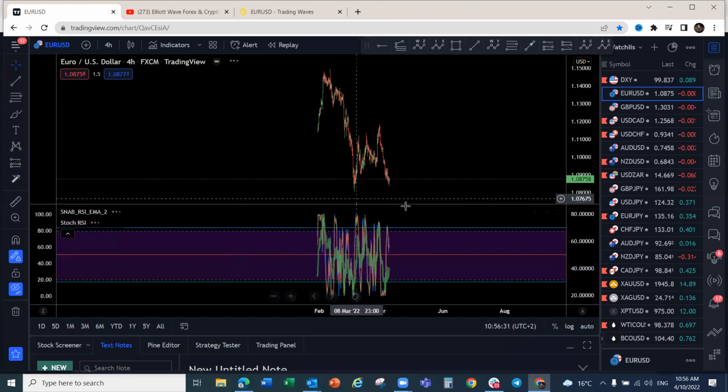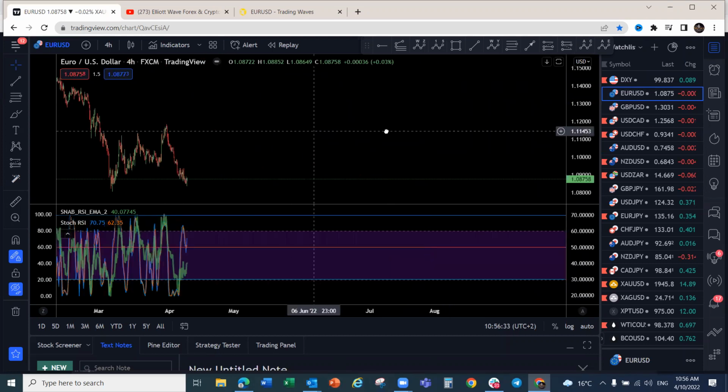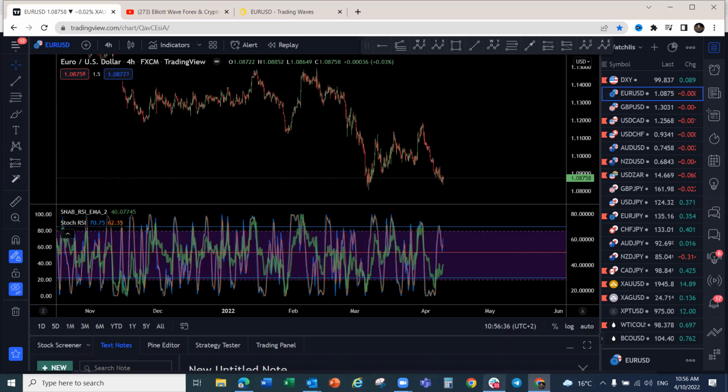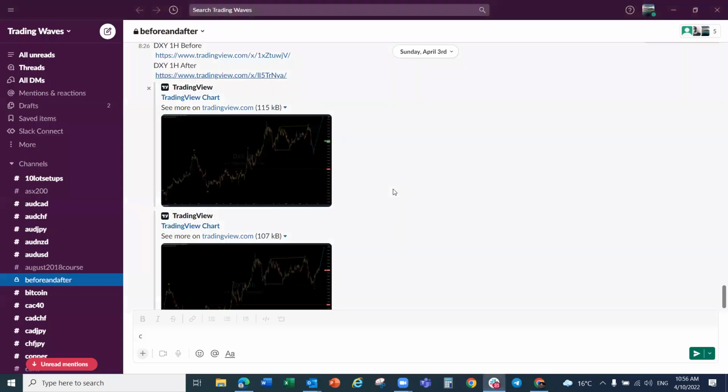So let's have a look at the Euro now. The Euro was similar, exactly the same. So let's have a look here at a chart from last week. Let's see if I've got this one here on the Euro. Let's have a look.